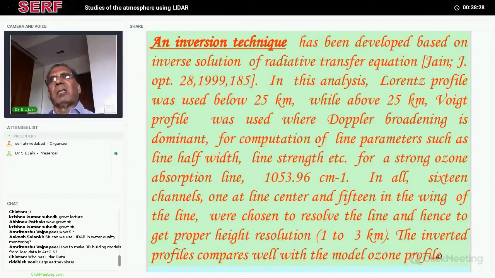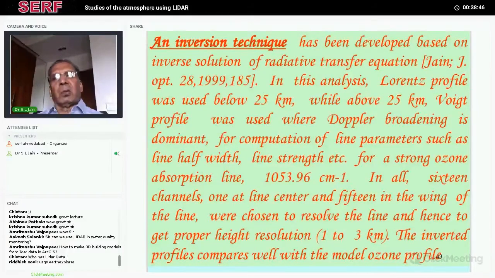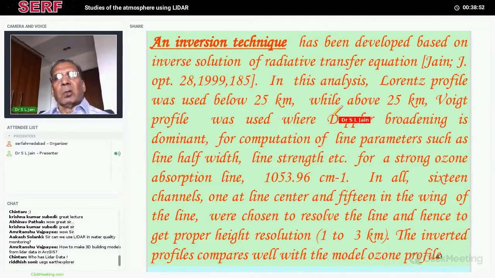Up to 25 kilometers, we take into account only the pressure broadening, but above 25 kilometers, you have to use Doppler broadening. It means you have to take into account Lorentz pressure broadening as well as the Doppler broadening, because the collisions are very slow and the molecular movement is very fast. That combination of the Lorentz and Doppler is known as a Voigt profile.